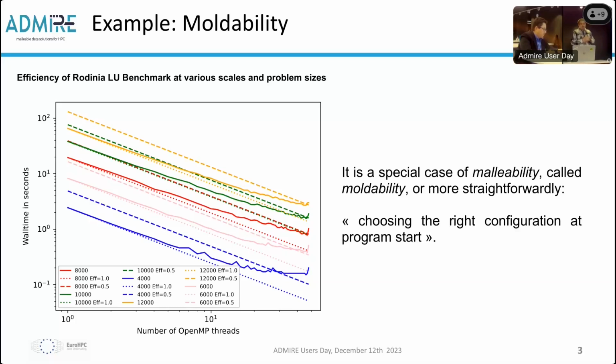Here, the example is called moldability. So this is the principle of changing the configuration at launch time, whereas malleability is during runtime. Just a small definition.